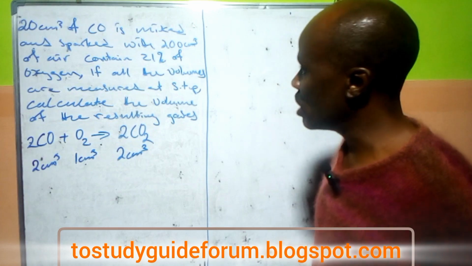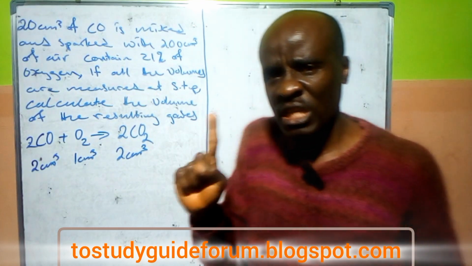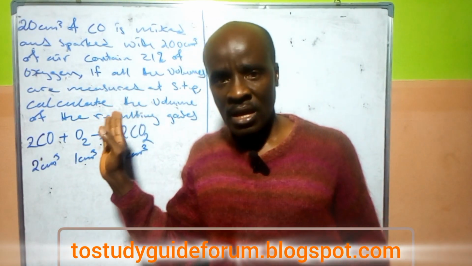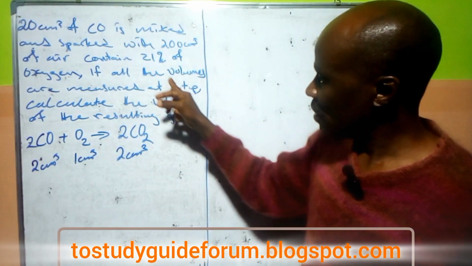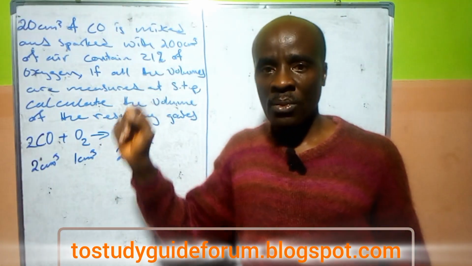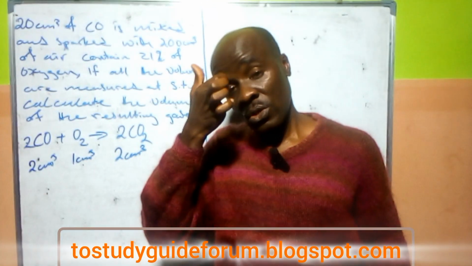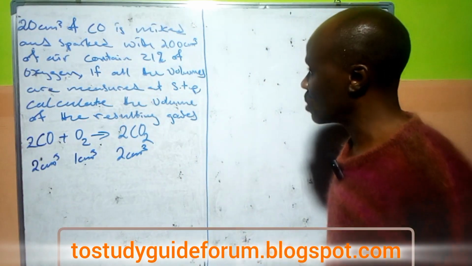The first thing we're going to do here, we need to find out, because oxygen is the only thing that can support combustion in the air. So we need to find out the actual volume of oxygen that is there already. So that's what we're going to be looking at. Let's find out how we can do this.